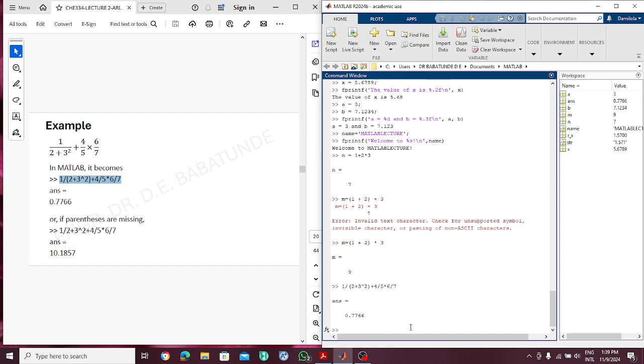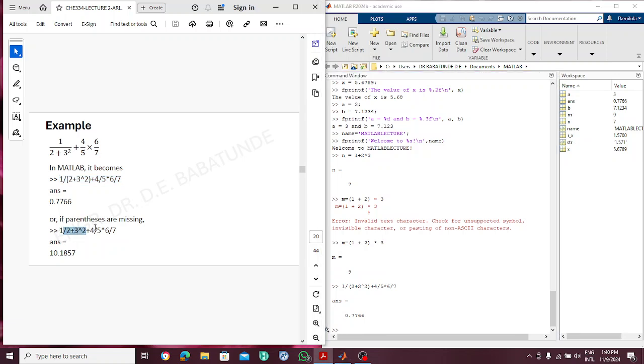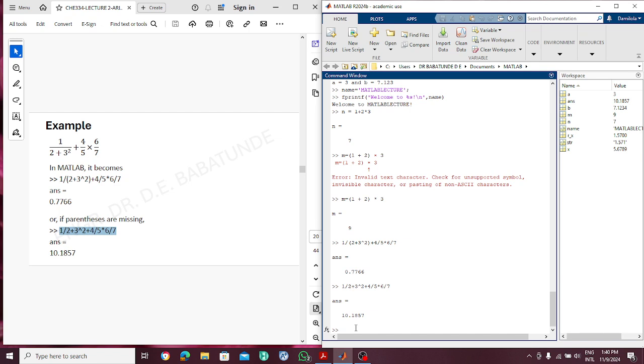So it returns that if by error we did not include the parentheses, just say because we didn't see it or we are not aware that it has to be like that, and we just say 1 over 2 plus 3 raised to power 2 plus 4 over 5 times 6 over 7, just as we have read it, the answer will be different. So let's try that. So we get a different answer. So the take home here is that we should know exactly what we want and put it to MATLAB the way it will interpret it exactly the way we want it, so that we can get the right output.